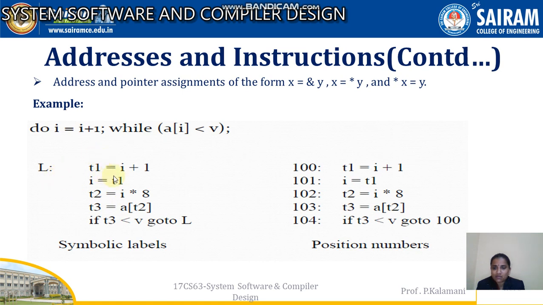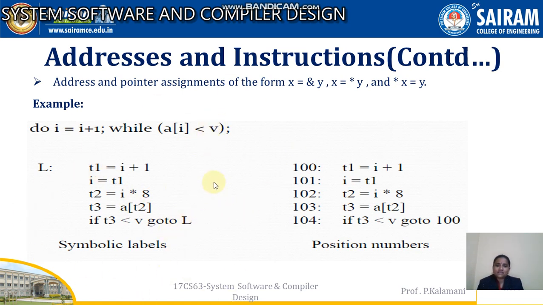So we will take t1 equal to i plus 1, the first operation to be performed. Then we assign i equal to t1, then t2 equal to i star 8. We have assumed that each element takes 8 bytes of memory. So i star 8, and then t3 equal to a of t2. That means this value will be assigned to t3, and if t3 is less than v, which we have been given, then go to L, and the loop will continue.